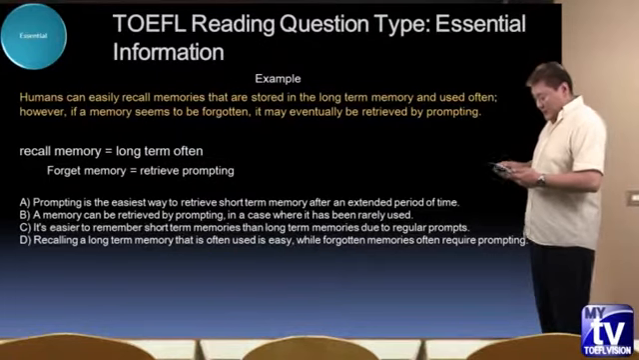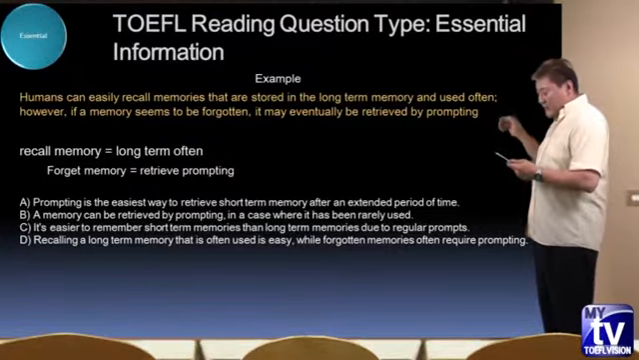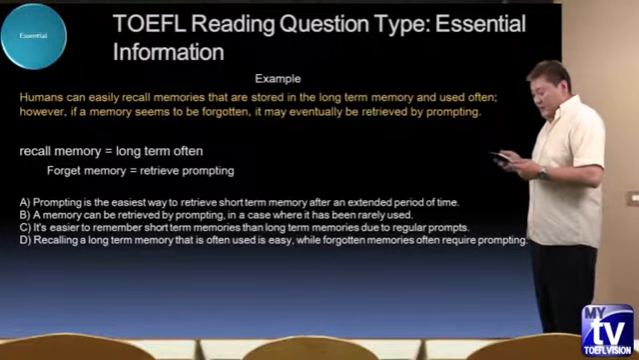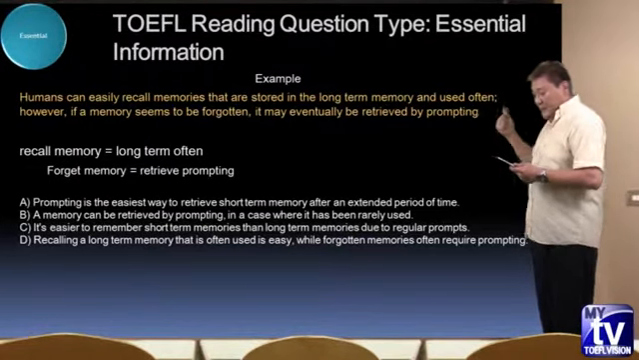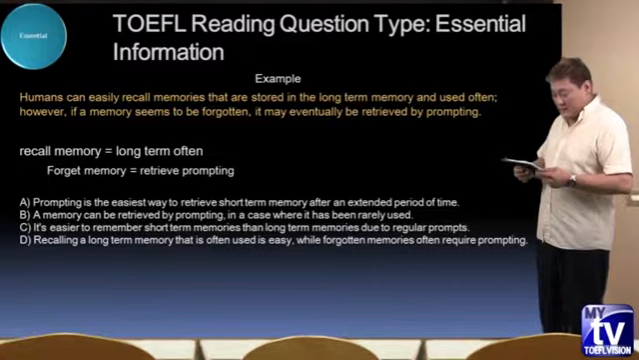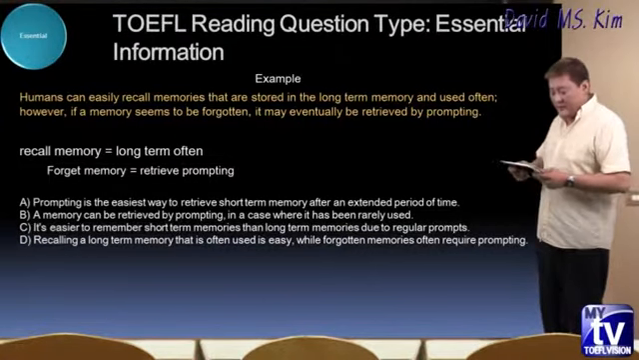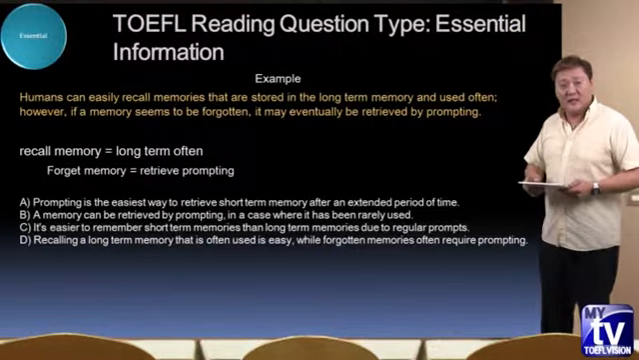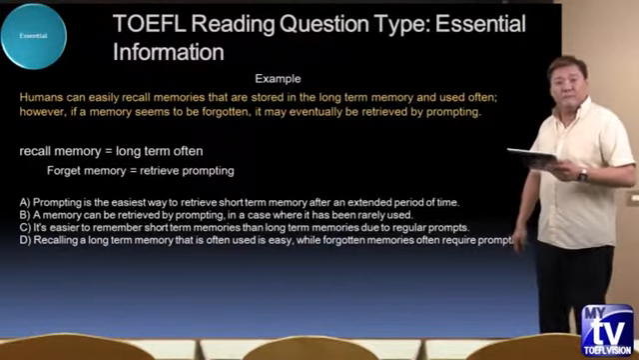Take a look at each sentence, everyone. Choice A: prompting is the easiest way to retrieve short-term memory after an extended period of time. Extended period of time is correct. Easiest way to retrieve short-term memory. Did it ever say easiest way? That's adding information. So that's not it.